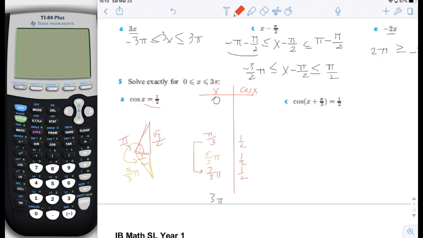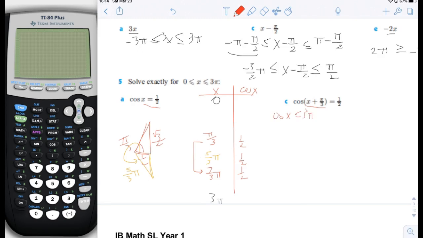Last one, okay? This one has like a transformation in between, so we're going to do it a little bit differently, okay? First of all, let's do what we did above, and we're going to figure out the limits of the domain. So we know that x is between 0 and 3 pi, right?